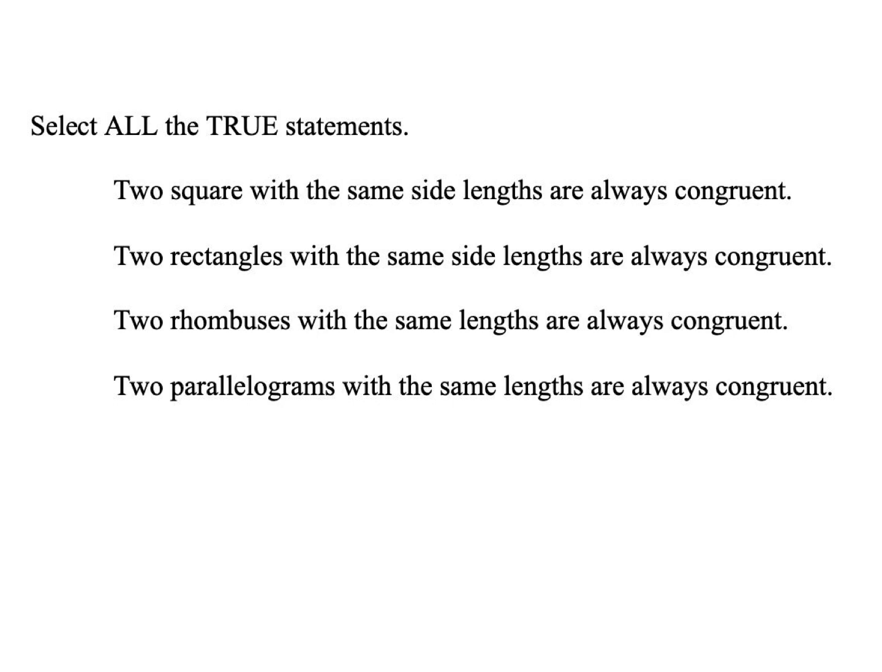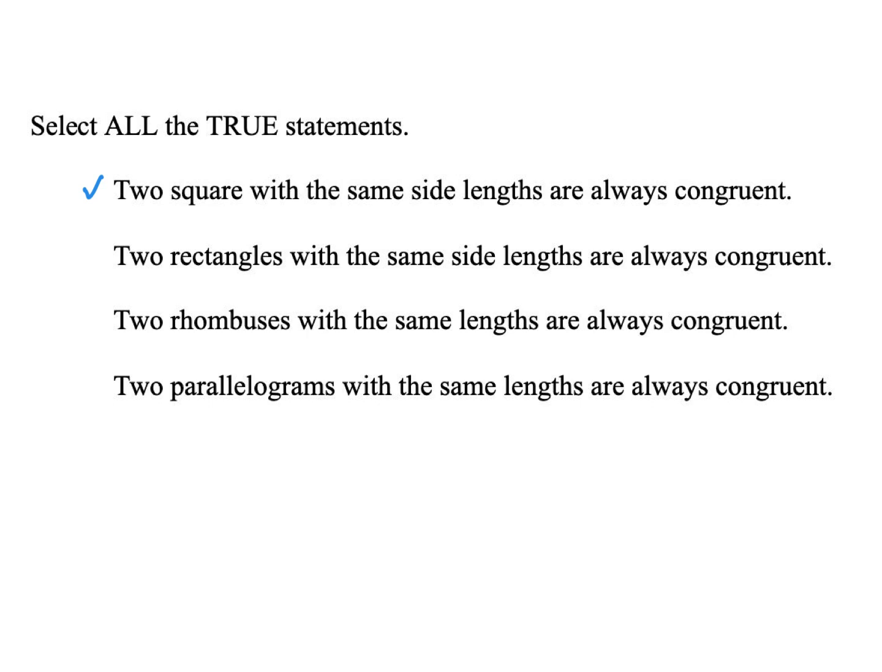Two squares with the same side lengths are always congruent. So if I have two squares, all the sides of a square are always congruent. But if I had two different squares, and the sides are all the same, well, are those two squares going to be congruent? Yes.